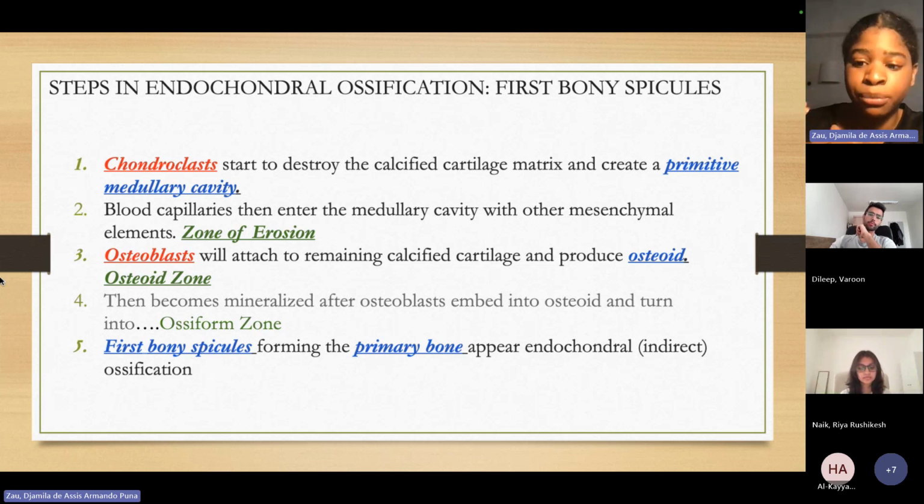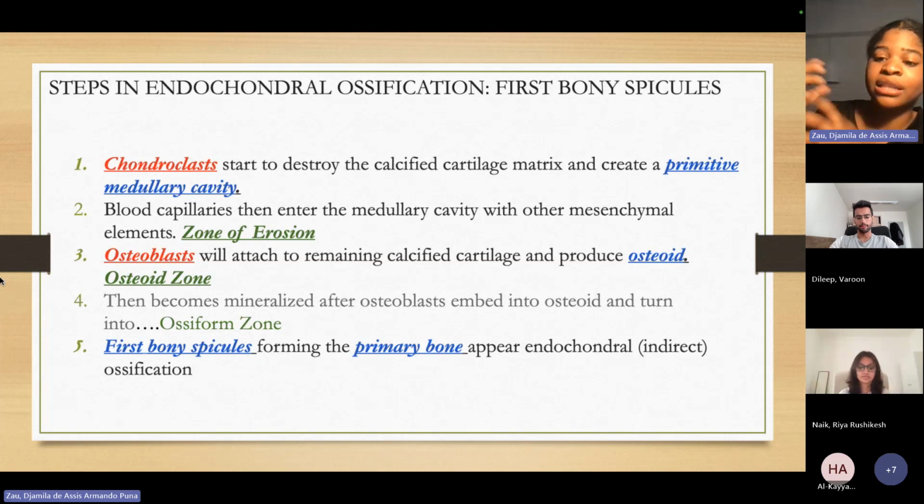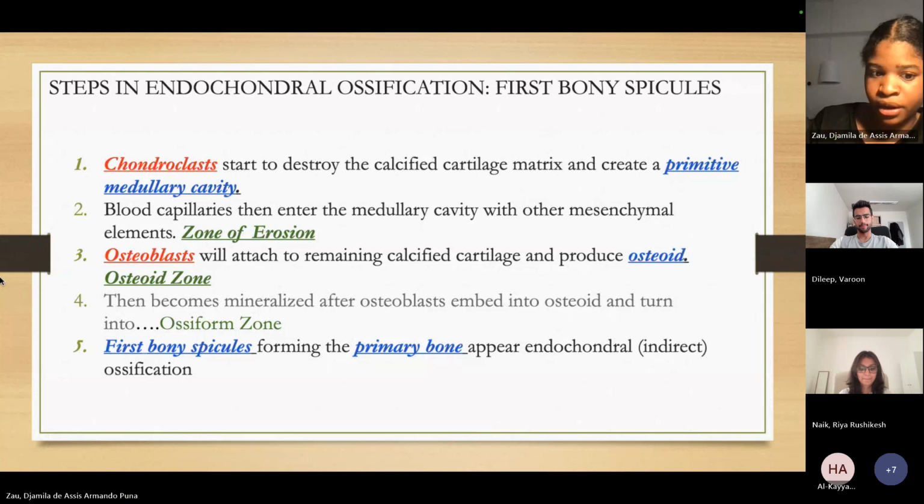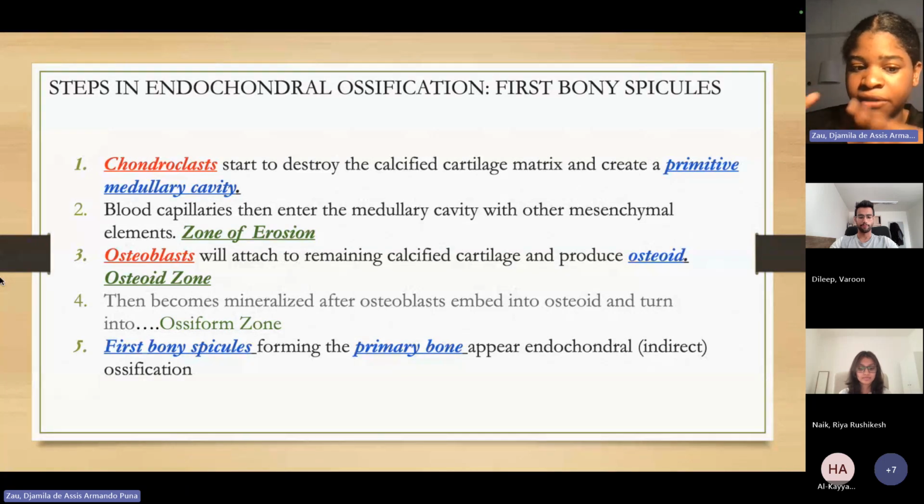The reason why these zones are important for you guys to know is because you can actually differentiate these zones in the slide that you're going to have. You're going to be able to see the zone of erosion because you're going to see a lot of capillaries. You're going to be able to see the osteoid zone because you're going to see osteoblasts that are producing the osteoid. And once this zone becomes mineralized, after the osteoblasts embed into the osteoid, this is now termed the ossiform zone. And you're going to see the first bony spicules, which I will show you what they look like. They're forming what we call the primary bone.